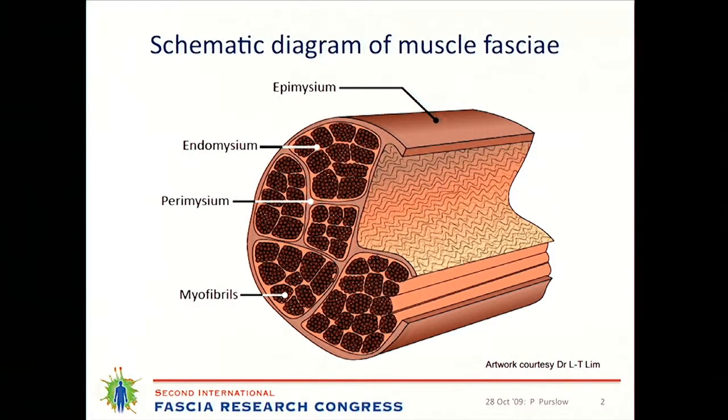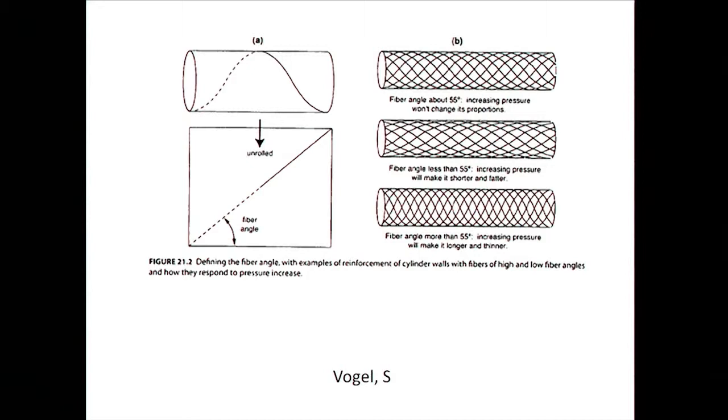Just again, the diagram of the muscle, and you've got fascia around a little muscle fiber. You've got a bundle of fibers surrounded, and then the whole muscle itself is surrounded by a larger fascia. And again, we talked a little bit about the angle, and different parts of the tissue have different angles. The perimysium, the middle layer, actually has this 55 degrees.